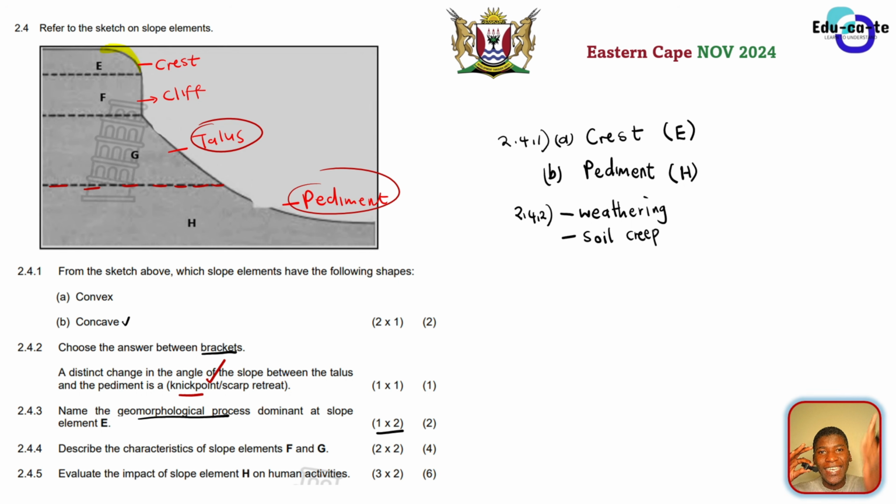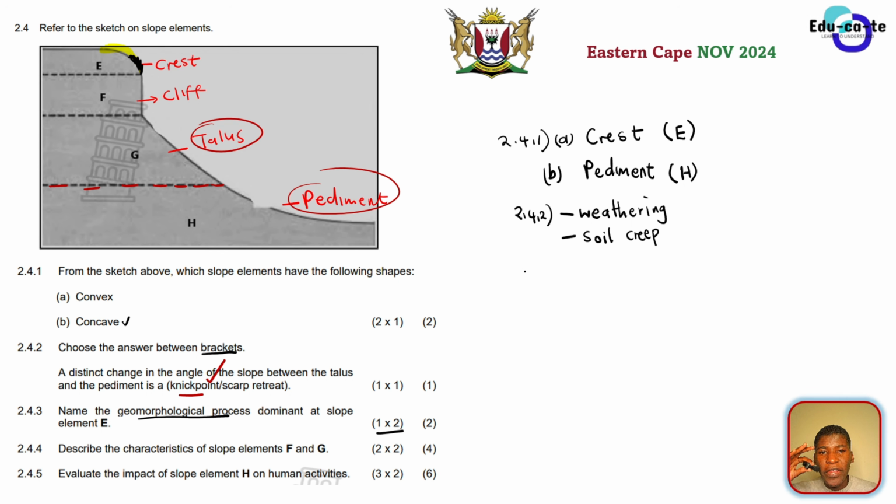The soil is just moving down because the crest, remember, is very steep at this point. So basically, we have got soil that is creeping there. So those are the two main geomorphological processes occurring at the crest, or at the top of the mountain.